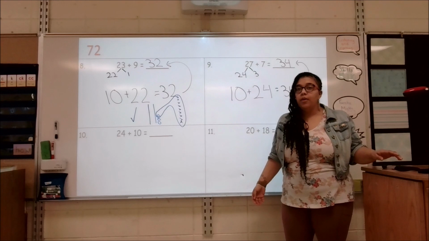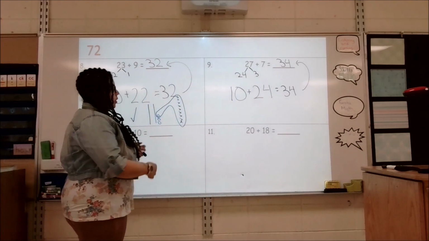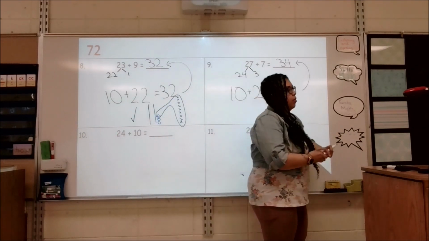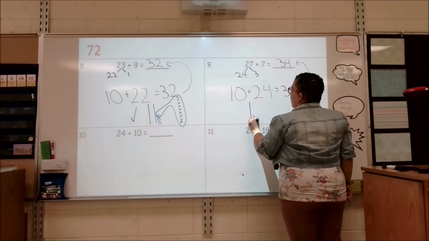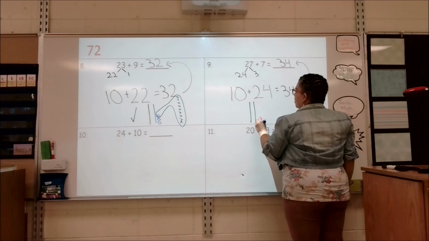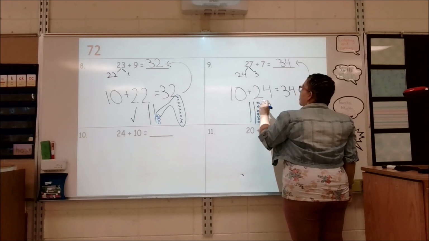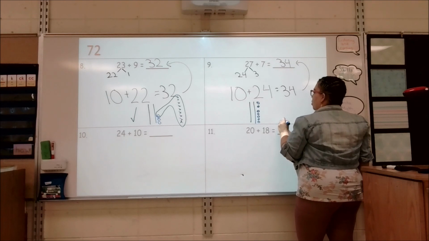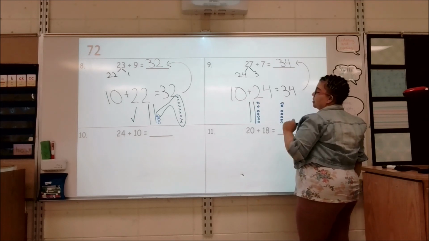What do we do to check our work? We draw a picture. Good. Yes, we draw a picture. Okay, let's draw a picture to check our work. So we're going to draw as originally given 10, 20, 21, 22, 23, 24, 25, 26, 27. Plus 1, 2, 3, 4, 5, 6, 7.